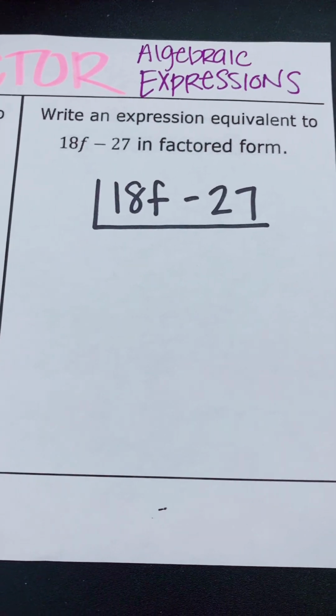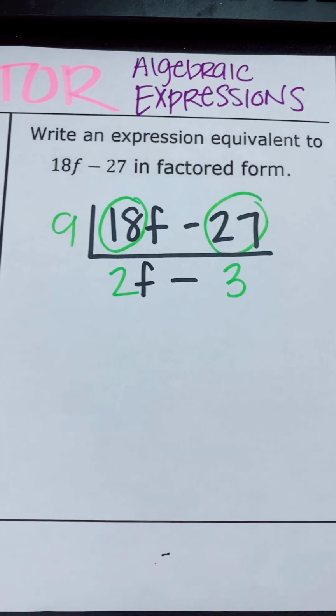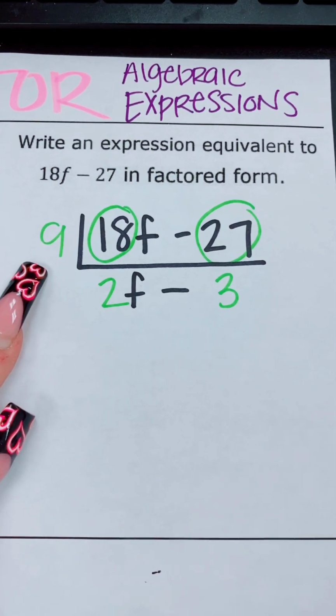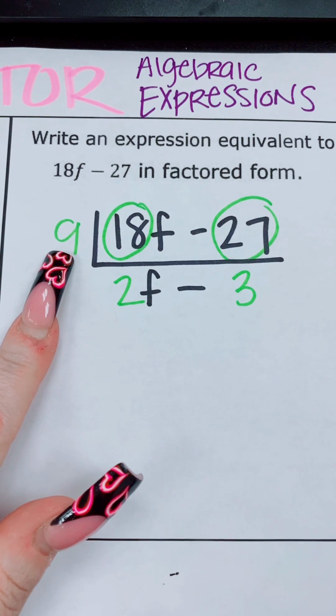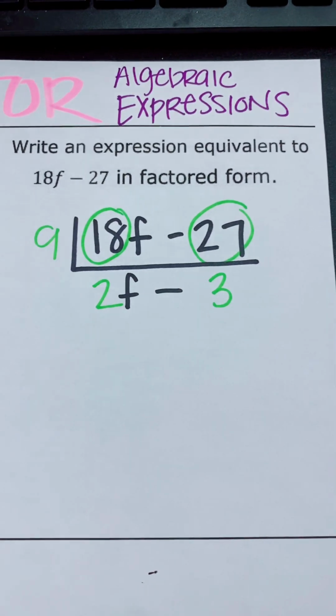Let's take a look at our next example. We have 18f minus 27. Focusing on our numbers, I see that 9 is a common factor. 18 divided by 9 is 2. 27 divided by 9 is 3.